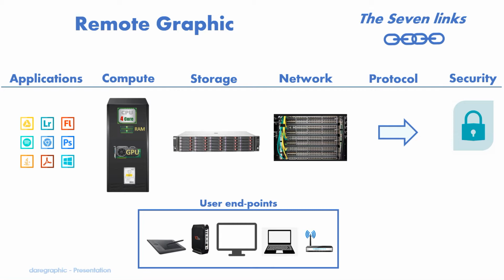And one of the things that is somewhat forgotten in many remote graphic deployments is the end user endpoints. What is the user going to do? How many displays? What is the resolution of those displays? Would that person need a digitizer tablet to paint and draw? And of course, if we're working from home, what type of home network will the user use? These are the 7 links that make or could break a remote graphic solution, and they have to be considered separately.